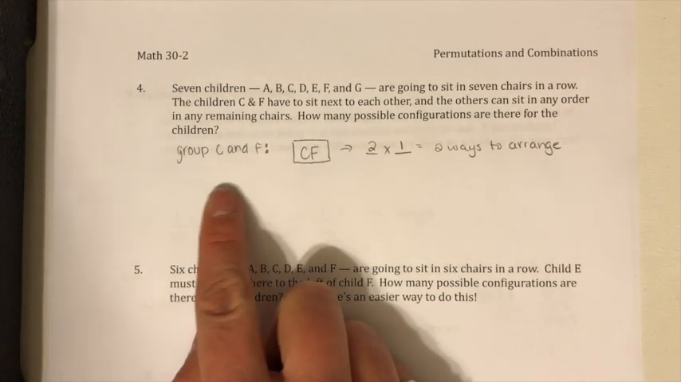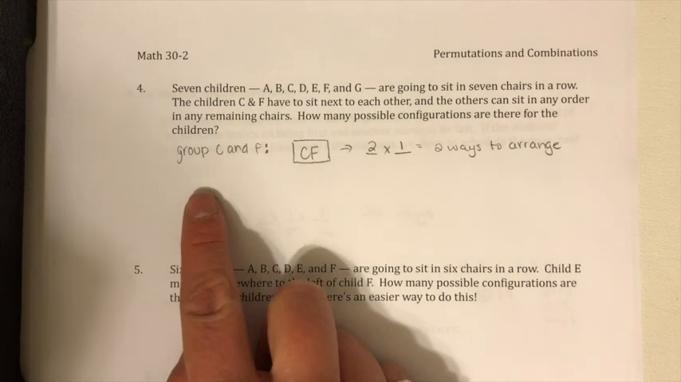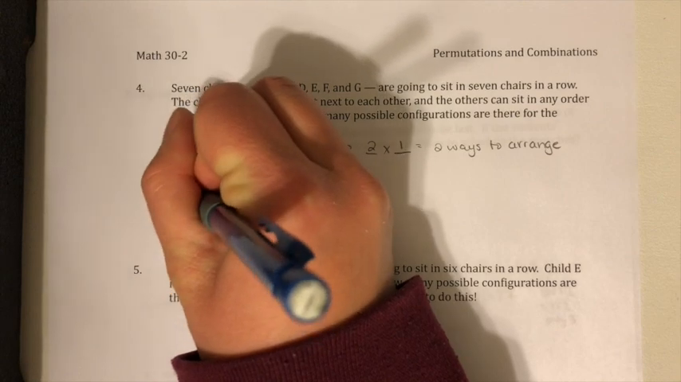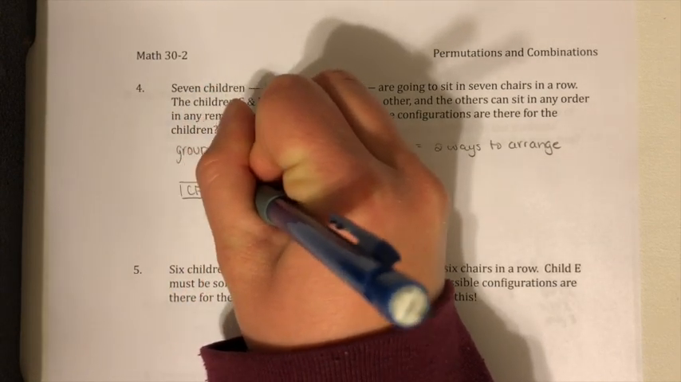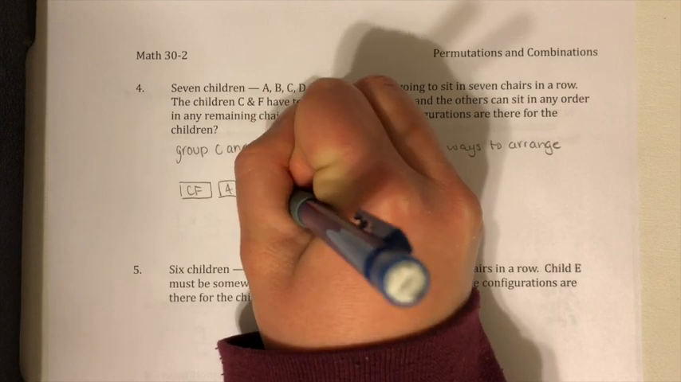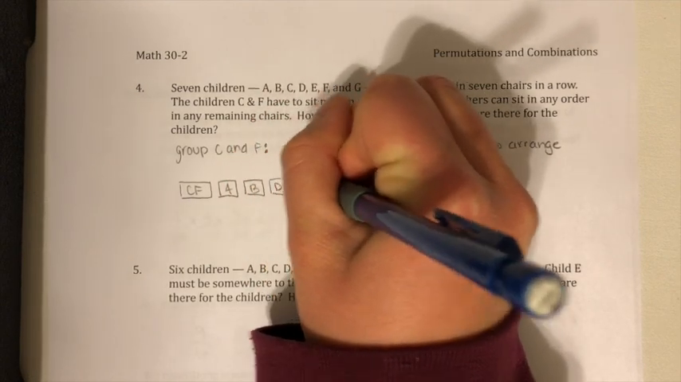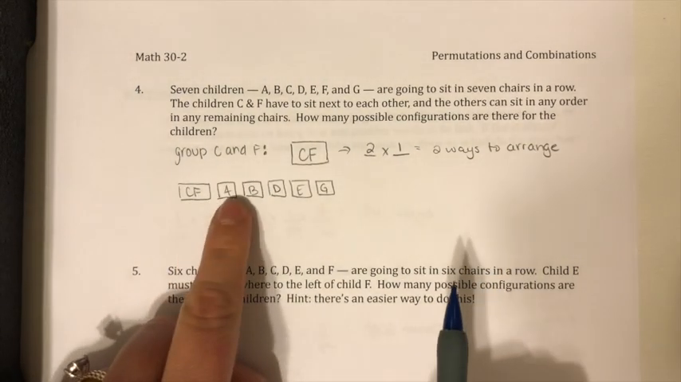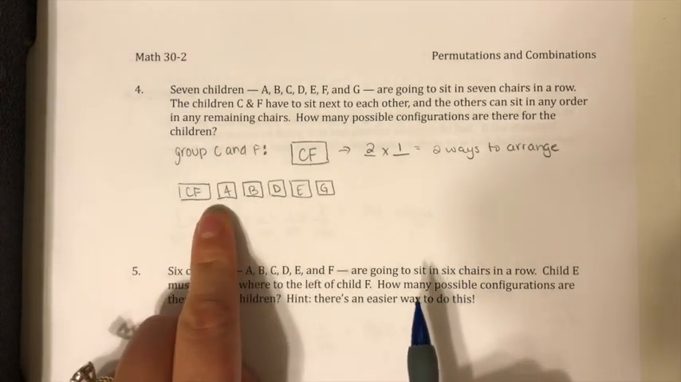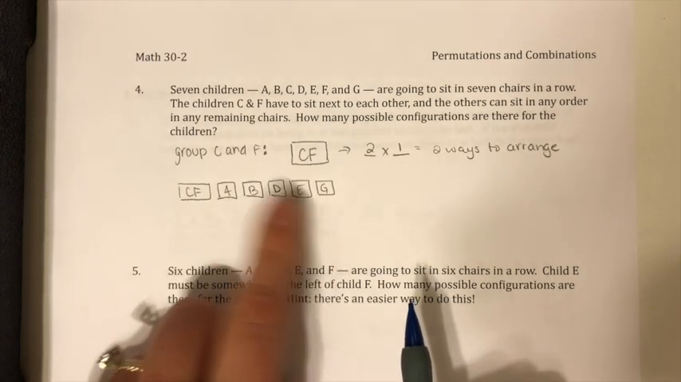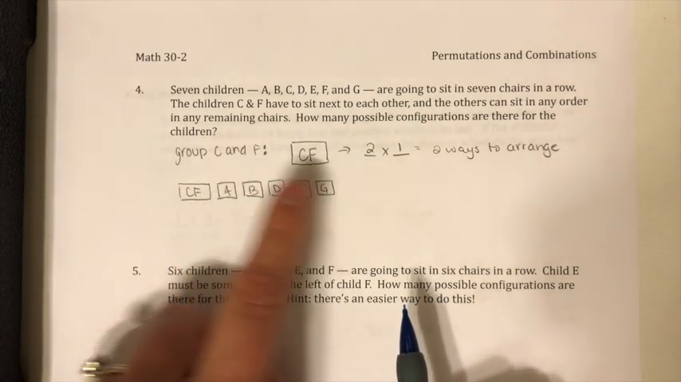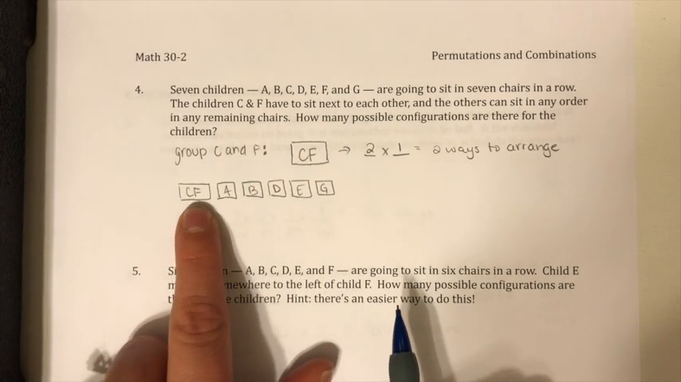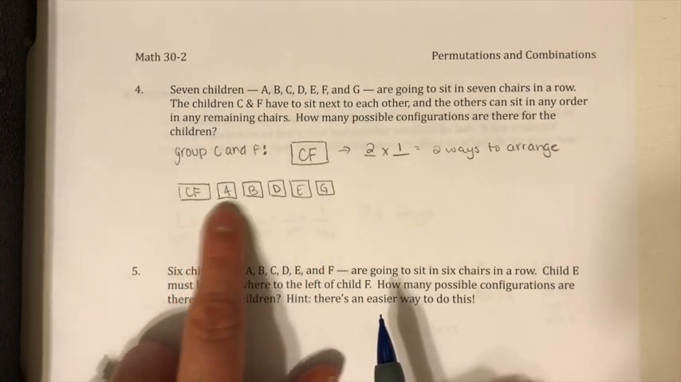Then to actually say how many total combinations there are, we're going to say they are a package deal and they can move around between the rest of the kids. So A, B, D, E, and G. Now there's 6 individual things that we have to place in any order, right? Because A could sit over here and B, and then maybe these guys. Anyone could sit on any side of the group CF as long as they're not in between them. And these guys can all sit in any order.